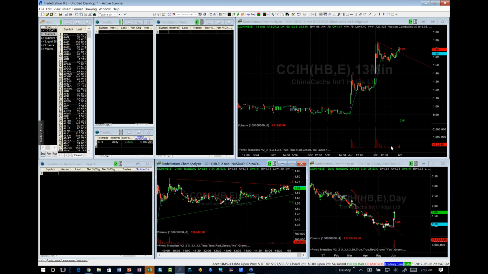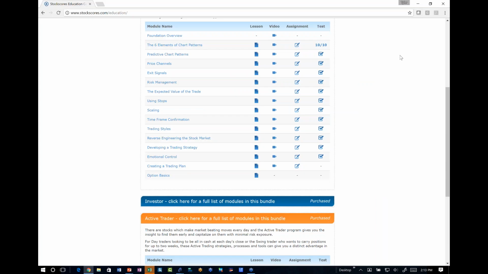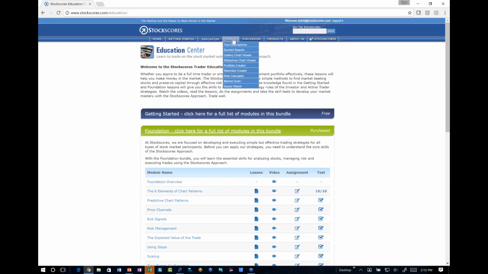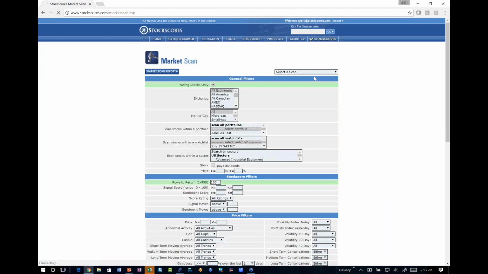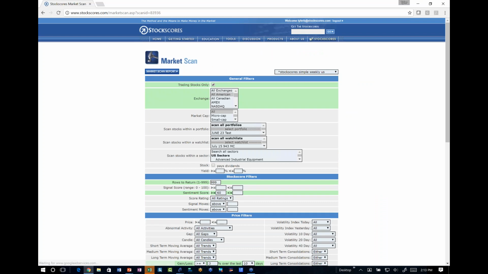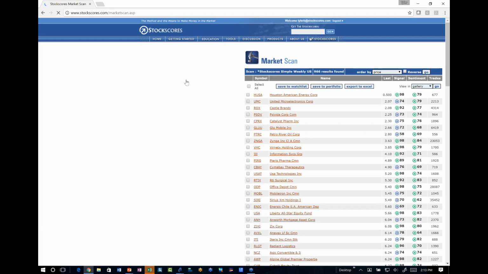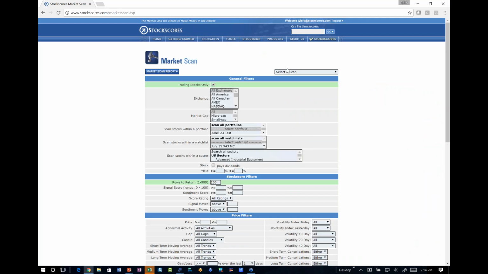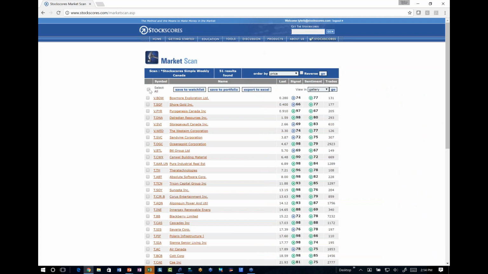Now, let's say you are a position trader and you're going to hold stocks for weeks or months or years, investing, right? So then I go to my market scan tool. Let's say I run my Stockscores simple weekly scan. I've got too many, I don't like that many. I'm going to do the Canadian market, it won't be so many to look at. So let's do Stockscores Simple Weekly Canada. There are 51 stocks to look at.